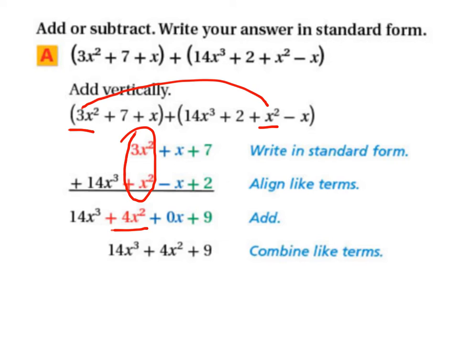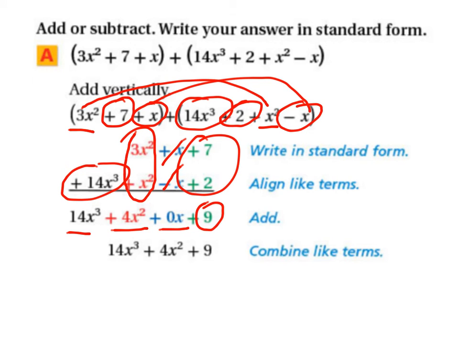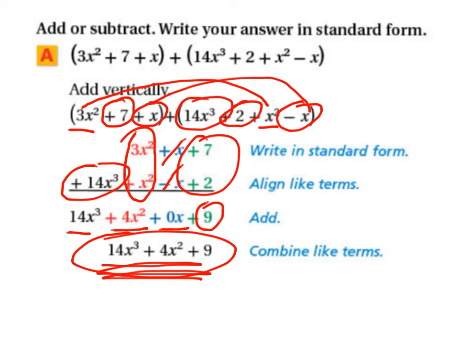There is only one cubic term in here, and that is 14x to the third. It's added with nothing, so it stays the same. You have x minus x. Those just cancel out. You have a 0x. And then, of course, there's a 7 and a 2. Those add together to get a 9. You do not write 0x in your final answer. So when you add those terms together, you get 14x cubed plus 4x squared plus 9. That is your final answer.